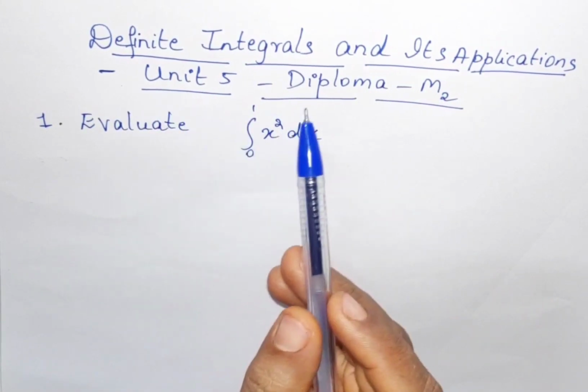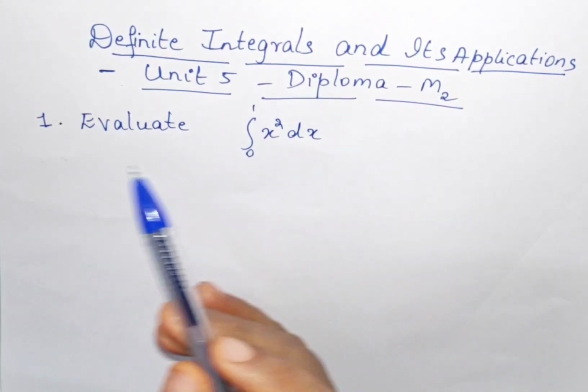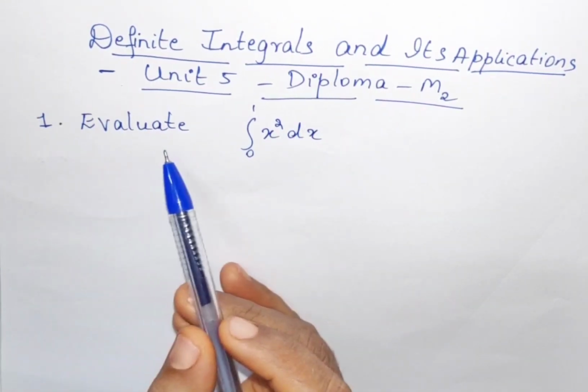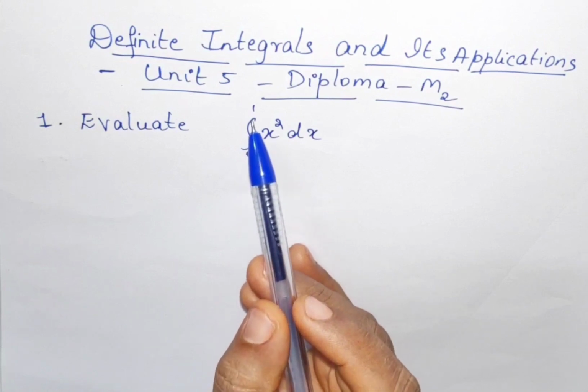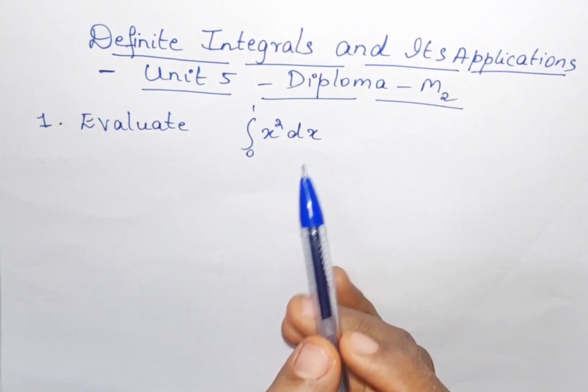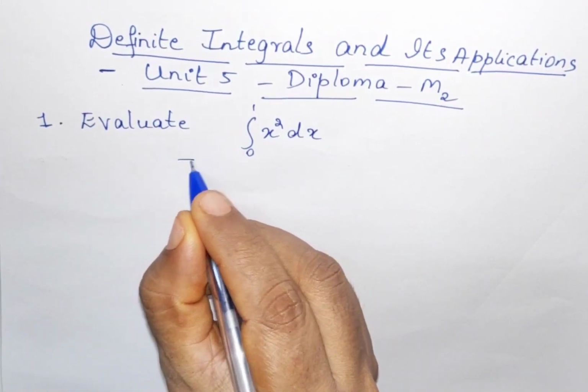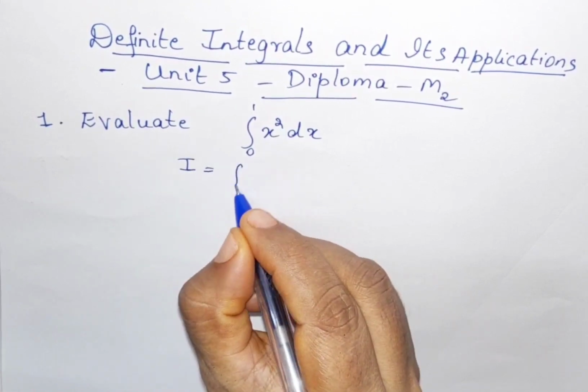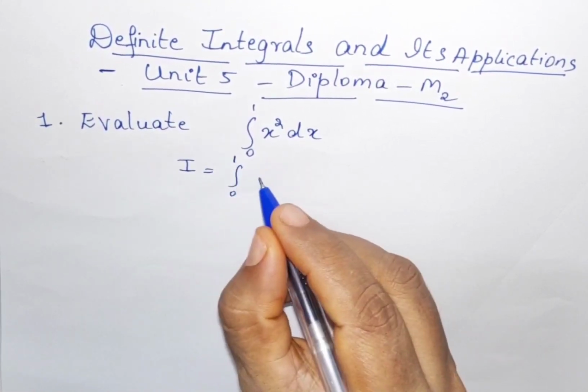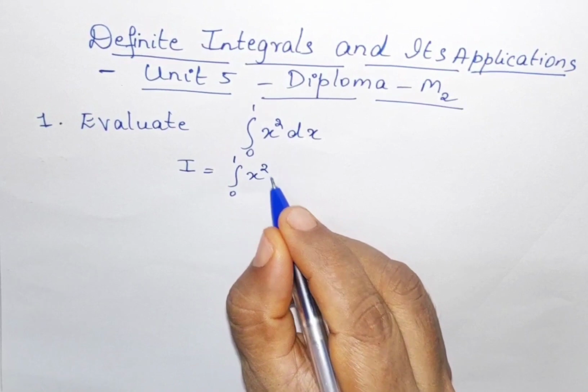Let us solve some problems on definite integrals and its applications, Unit 5 of Diploma Maths 2. First problem, evaluate integral 0 to 1 x square dx. First, let us write I is equal to integral 0 to 1 x square dx.